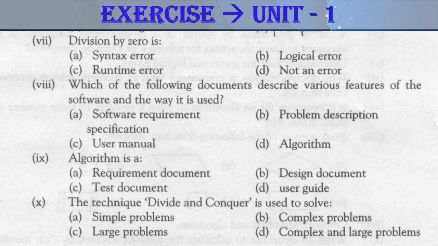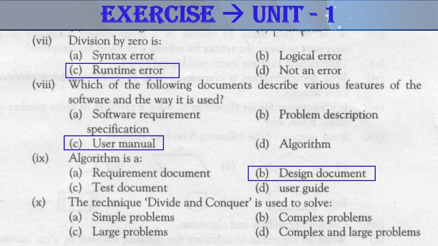Division by zero is a runtime error. Which of the following documents describe various features of the software and the way it is used? User manual. Algorithm is a design document. The technique divide and conquer is used to solve complex and large problems.